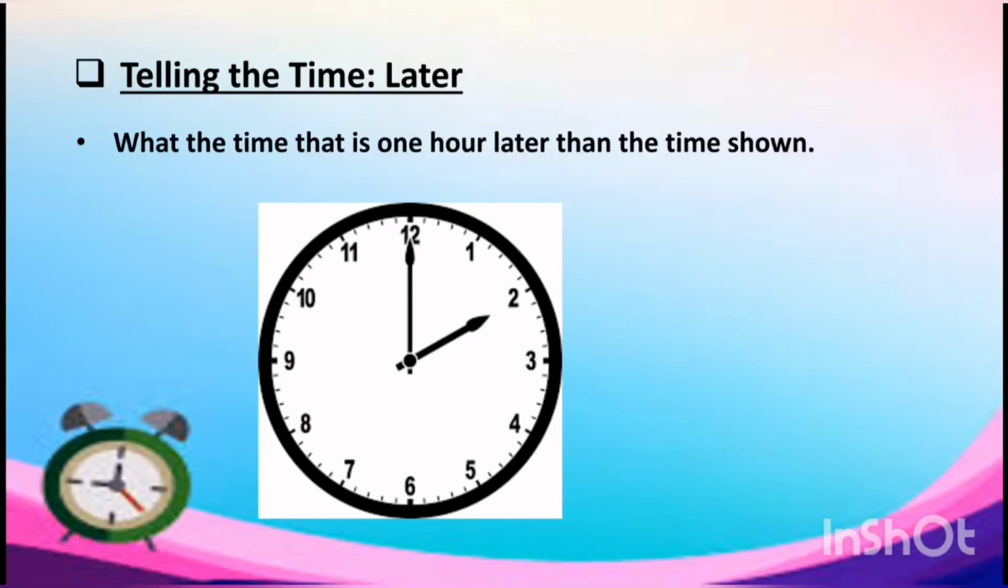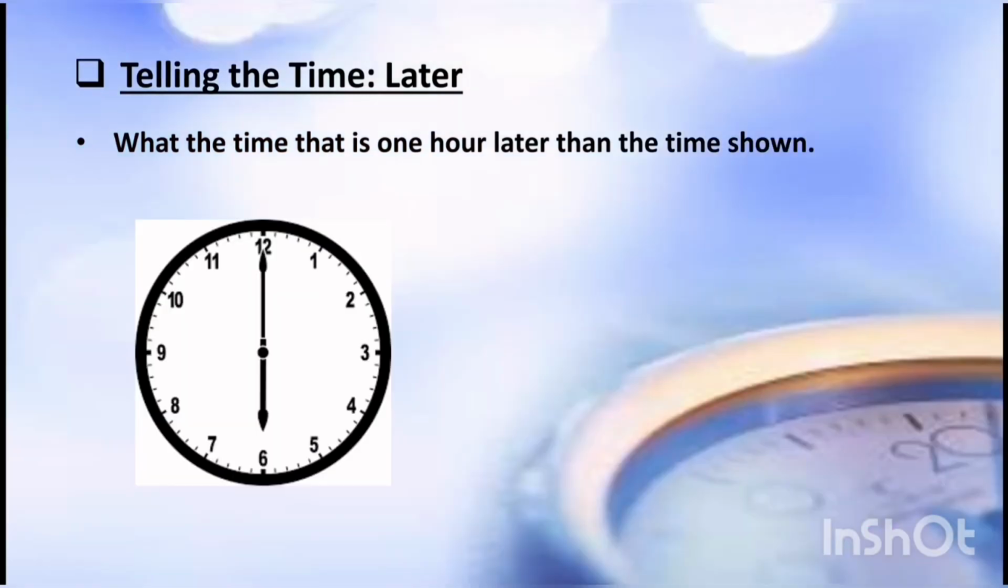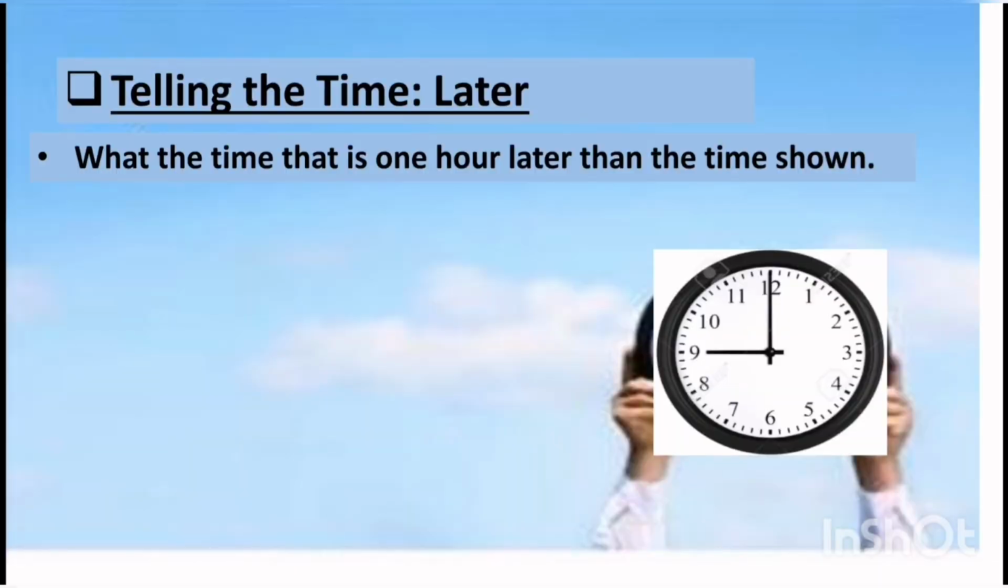First I will explain telling the time later. Students, keep in your mind earlier means before and later means after. So the question is, what is the time that is 1 hour later than the time shown? There is 2 o'clock. So 1 hour later it will be 3 o'clock. In the next clock, this is 6 o'clock. So 1 hour later it will be 7 o'clock. In this clock, there is 9 o'clock. So 1 hour later means after. After 1 hour it will be 10 o'clock.